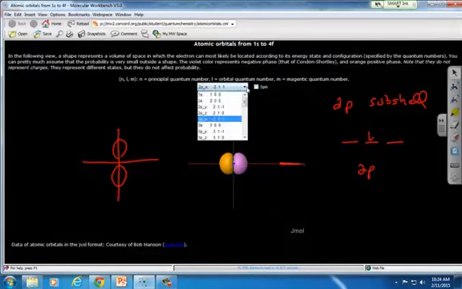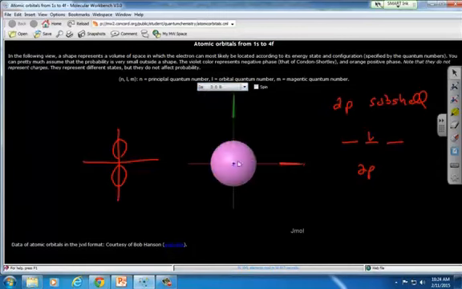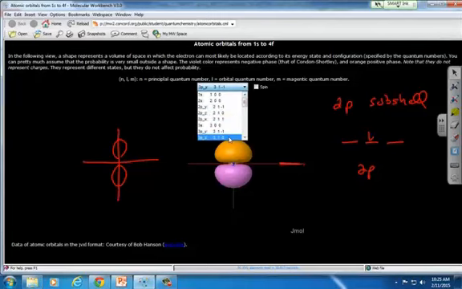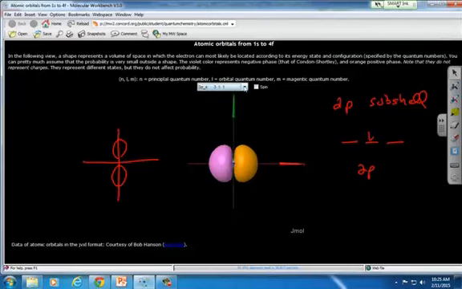If we keep going, I don't want to take too much time on this, but the 3s is even larger. There are two nodes in there. It's not showing, but you want to make sure you're aware of those. The 3p is very similar in shape to the 2p, except larger, on average further away from the nucleus. There's one on the y-axis, one on the z-axis, which you can't see the lobe behind because it's eclipsed, and then one on the x-axis. Those are pretty straightforward.